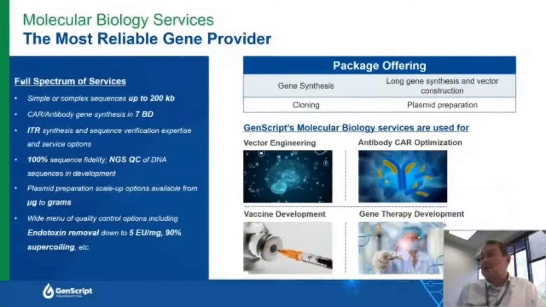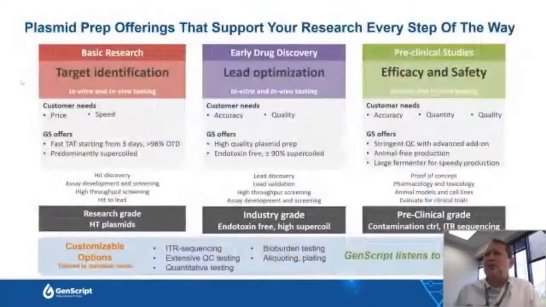The GenScript molecular biology services are used for vector engineering, antibody CAR optimization, vaccine development, and gene therapy development. The levels of plasmid quality range from our research grade high throughput plasmids, which could be at the microgram level, and that could be done for getting your assemblies produced. In your early drug phase, we can reduce the endotoxin to an endotoxin-free level with high supercoiled, and then when you move into the preclinical area, we can add all the other QC test methods that are required by FDA: accuracy, quantity, quality. With the stringent QC, we can add on whatever it is for contaminant removal.